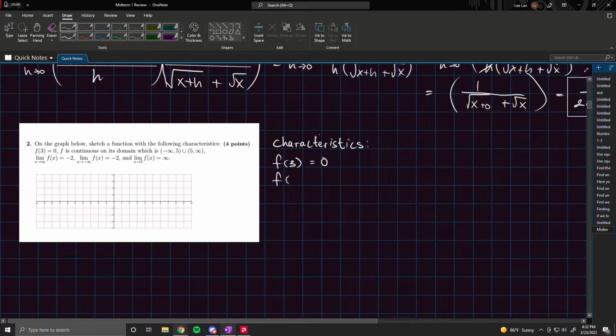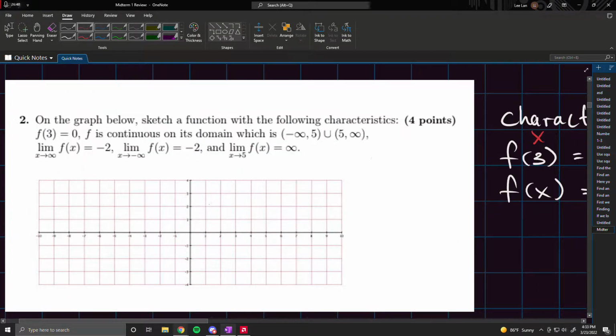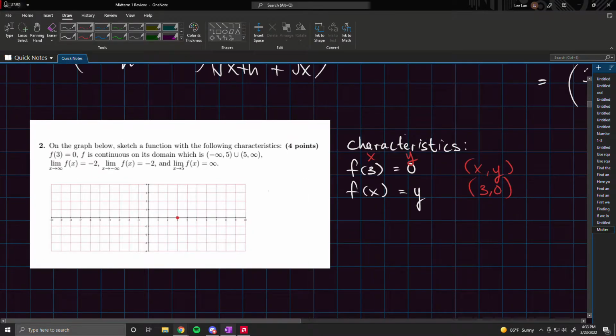What I like to think of is function of x equals y. So this is my x and this is my y, so that means the point x, y. Well, what's the point? It's 3, 0. So the first characteristic is that I have a point at 3, 0. It's a very tiny graph, but 3, 0 should be here. Okay.